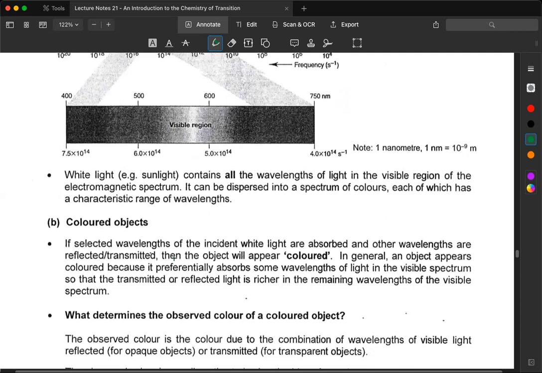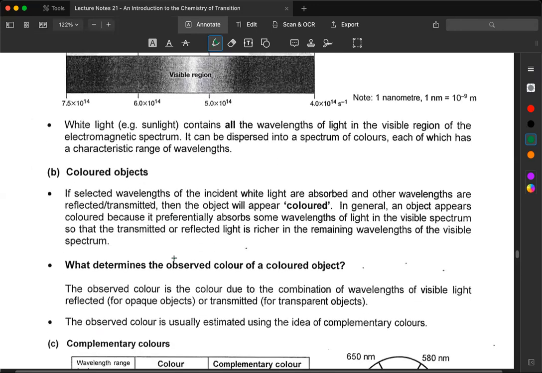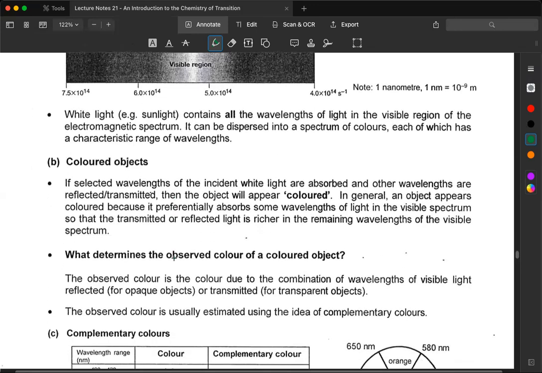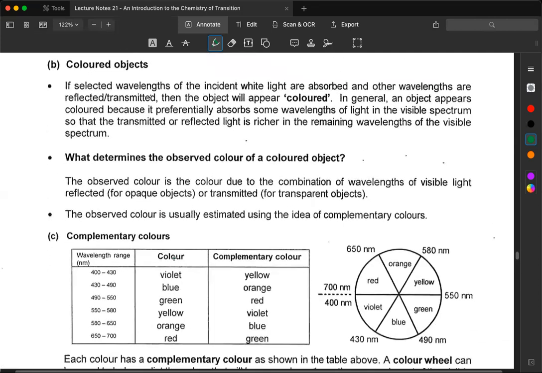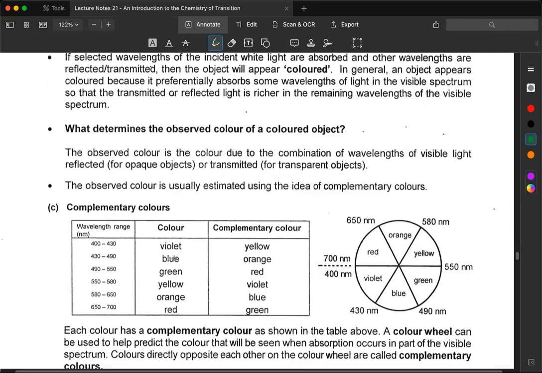In general, an object appears colored because it preferentially absorbs some wavelengths of light in the visible spectrum, so that the transmitted or reflected light is richer in the remaining wavelengths of the visible spectrum. So what determines the observed color of a colored object? The observed color is the color due to the combination of wavelengths in the visible light that is reflected or transmitted. So the observed color is usually estimated using the idea of complementary colors.